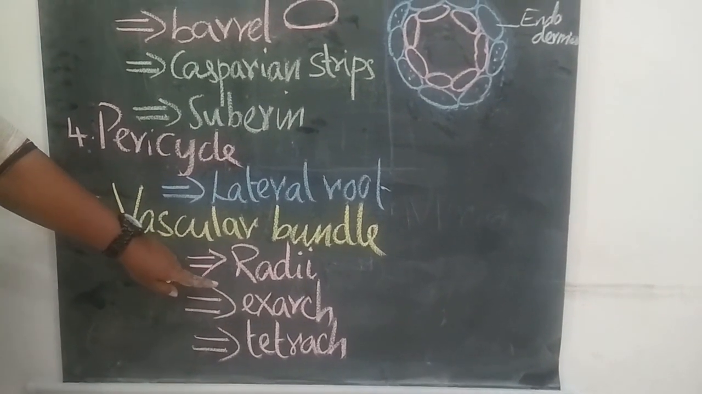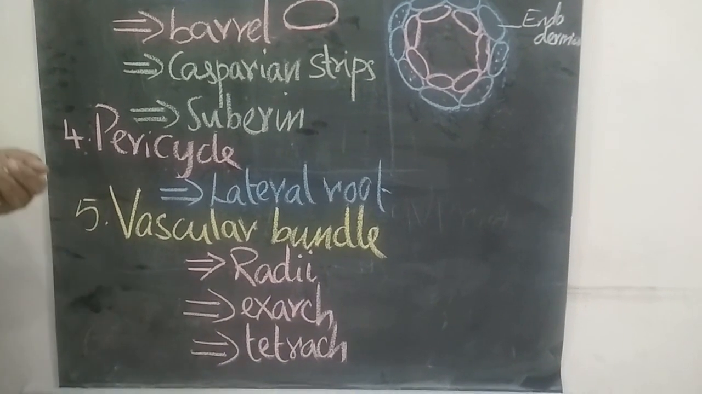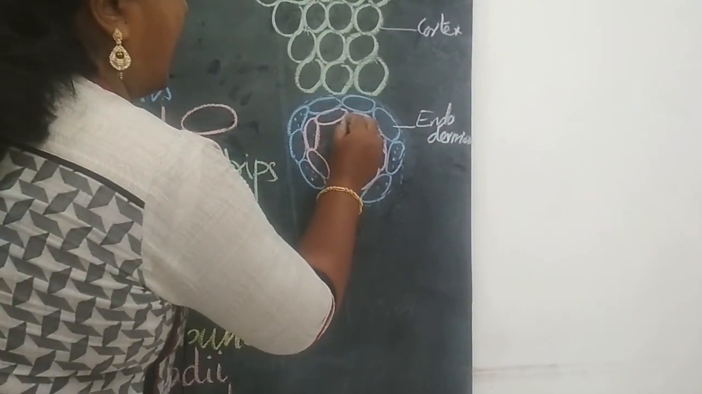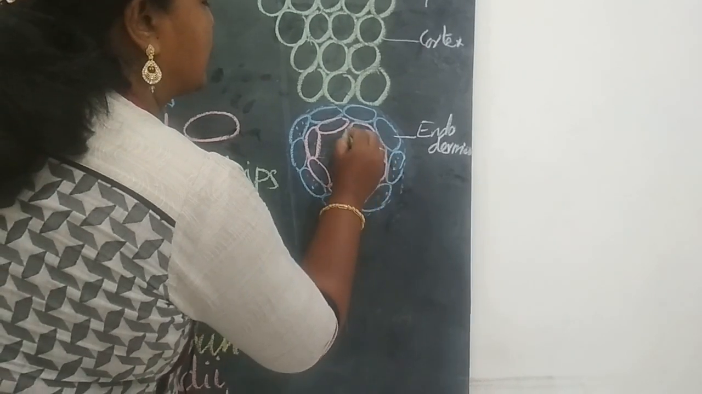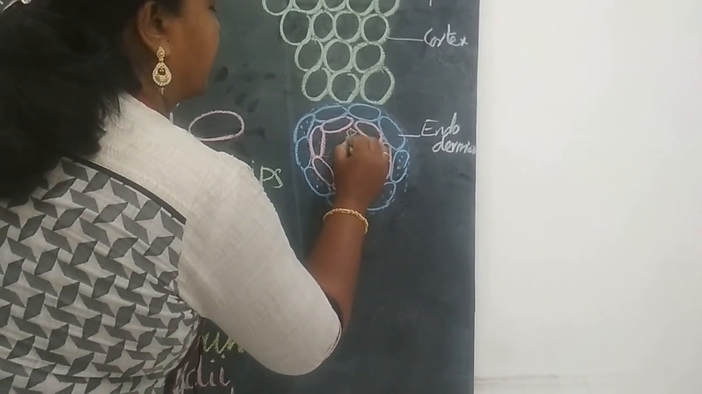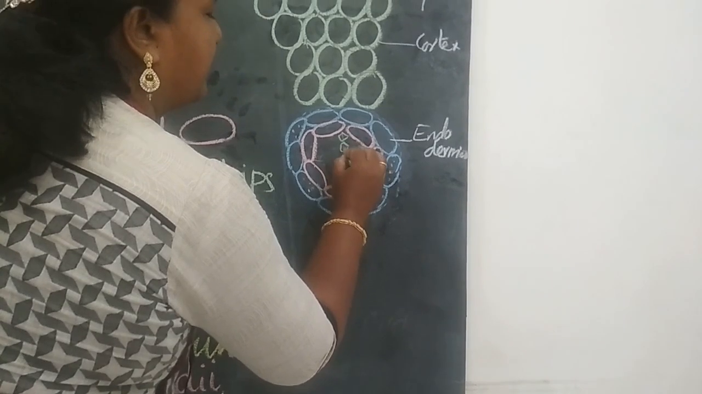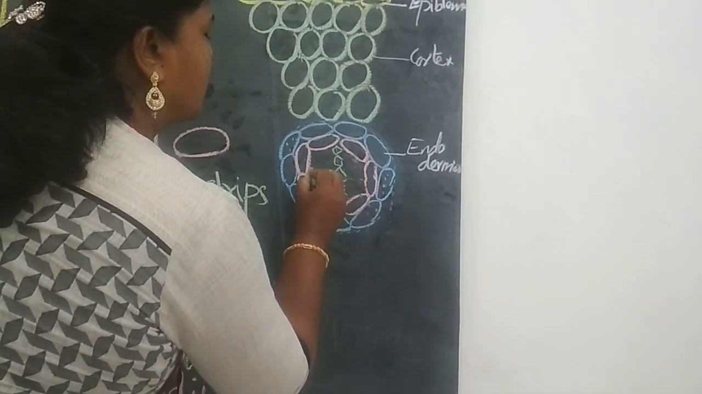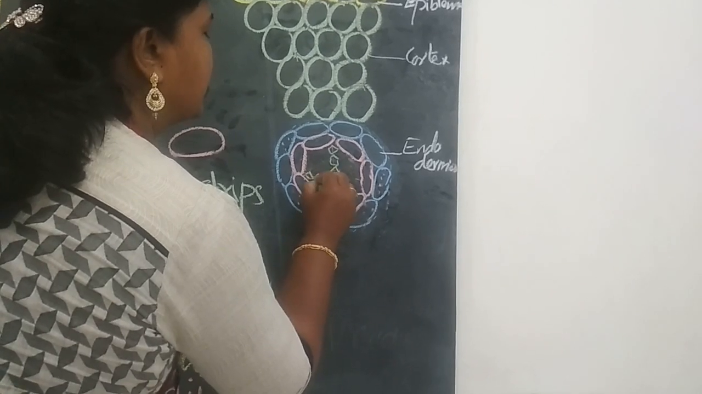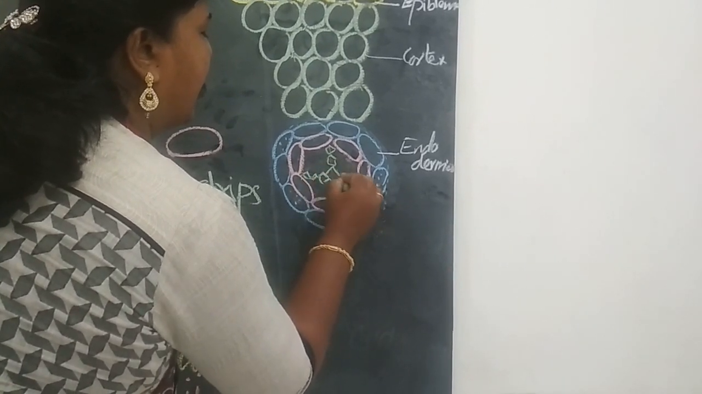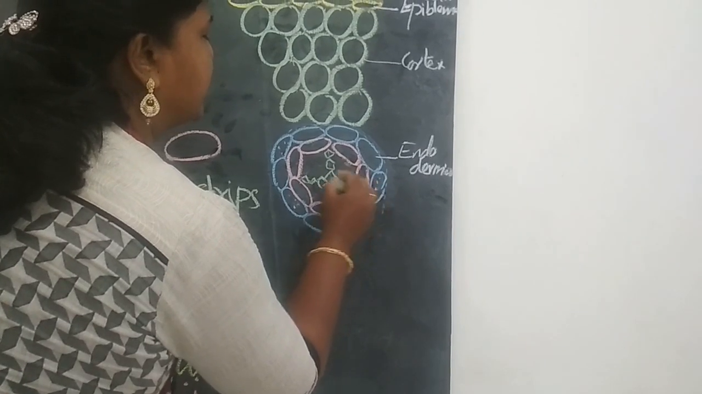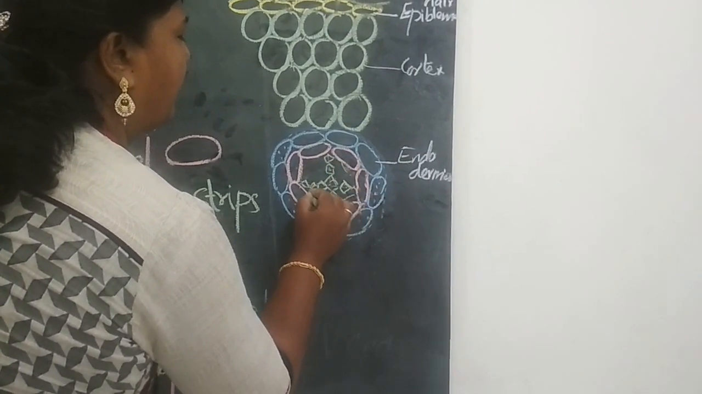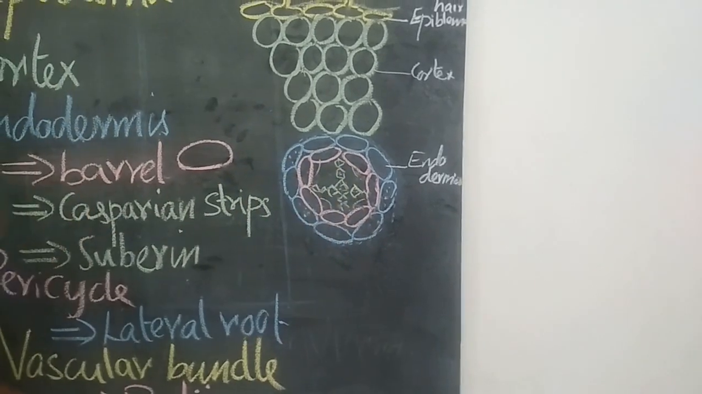Exarch: in exarch, the protoxylem will face towards the periphery, and the metaxylem will be facing towards the center. So protoxylem facing towards the periphery and metaxylem facing towards the center is called exarch.